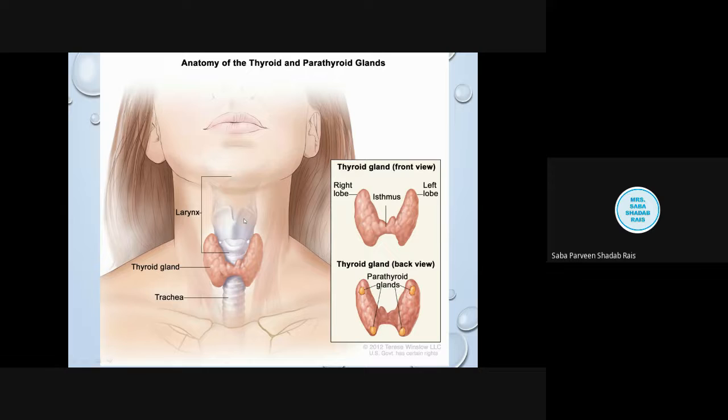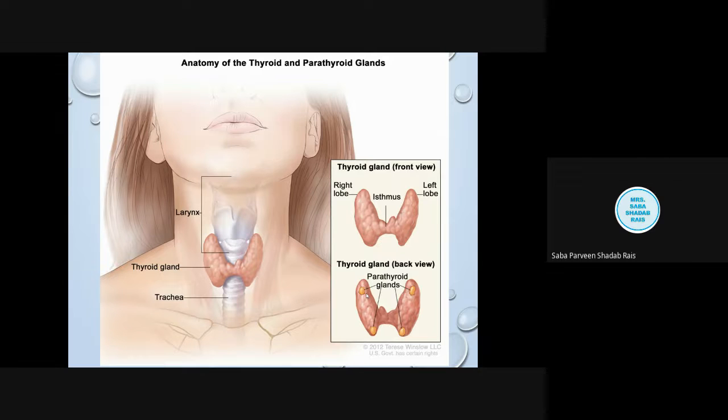Usually this gland is bilobed, and these two lobes are connected with a narrow band of tissue called the isthmus. This gland is reddish brown in color, and if you look at the posterior side of the gland, it is also associated with the parathyroid gland. It looks as if the parathyroid gland is embedded inside the thyroid gland.